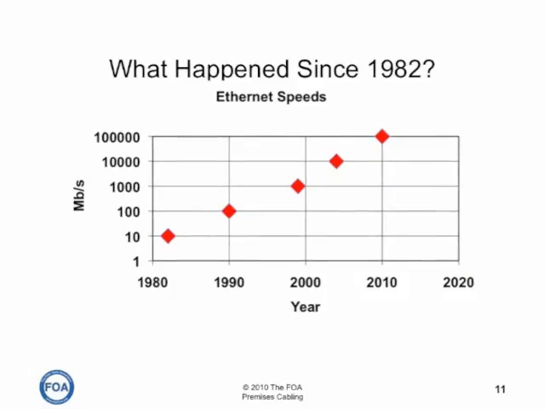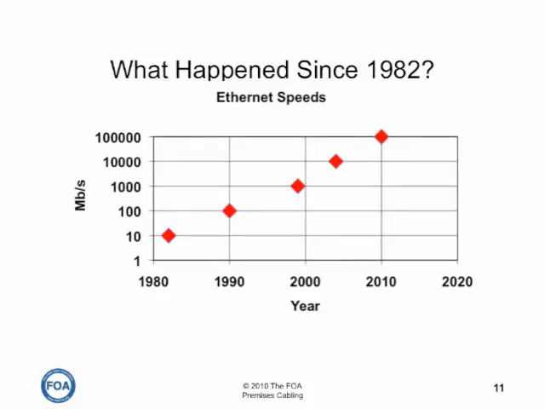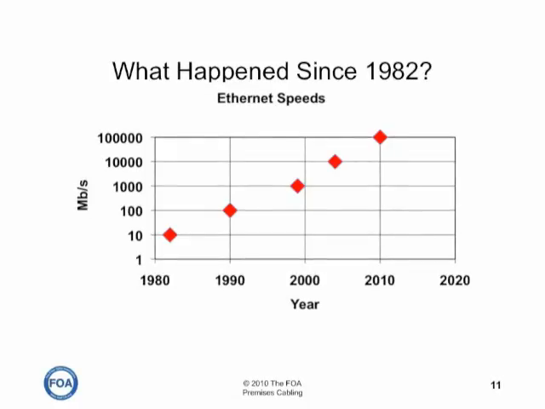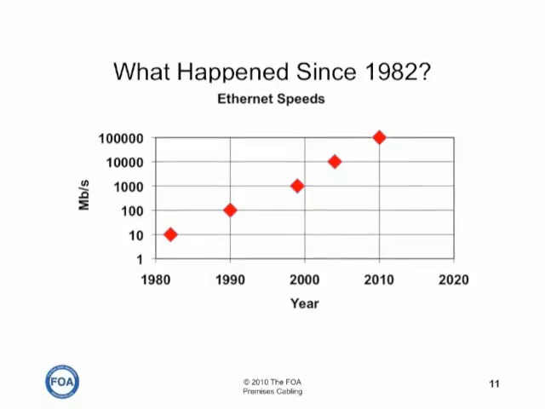One of the driving forces for changes in premises cabling has been the growth of speeds in Ethernet, the protocol used for most networks on premises cabling. In 1982, when AT&T did their survey, Ethernet was barely running at 10 megabits per second over coax cable. Today it runs 100 gigabits per second over fiber optic cable, and that has caused major changes in the premises cabling standards.